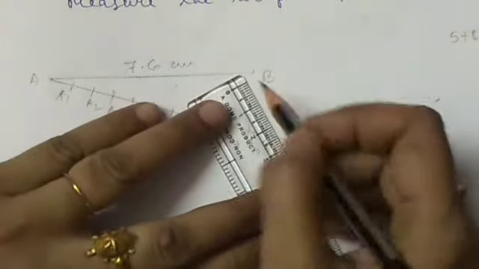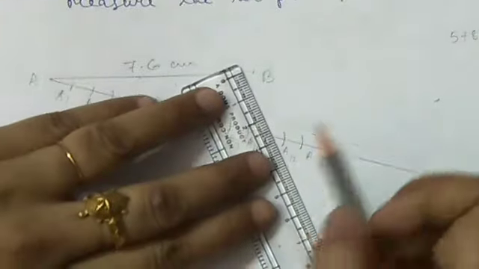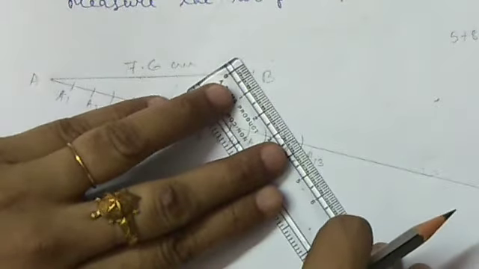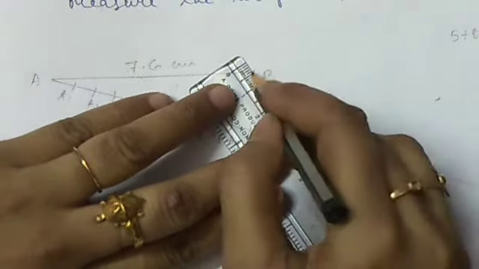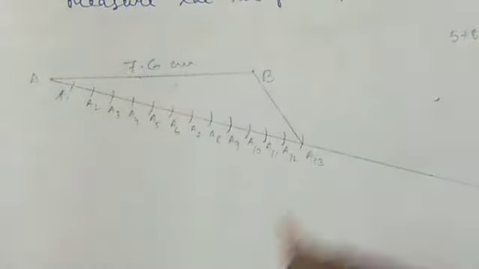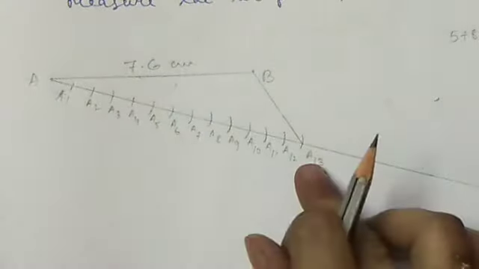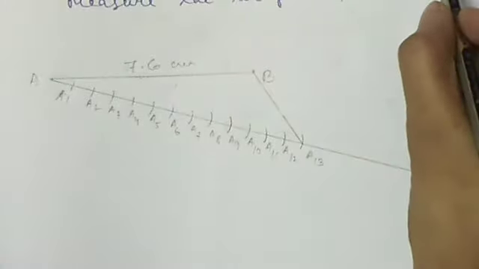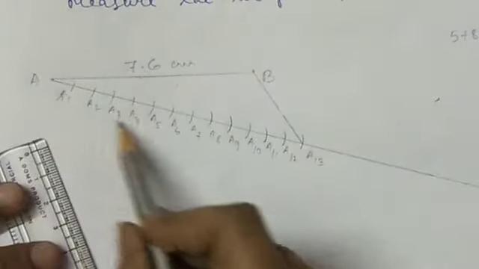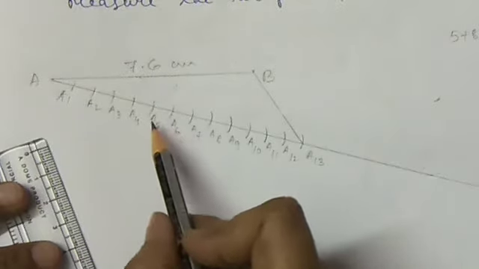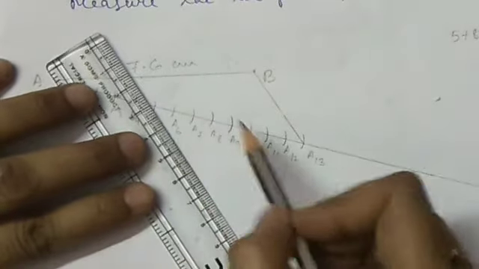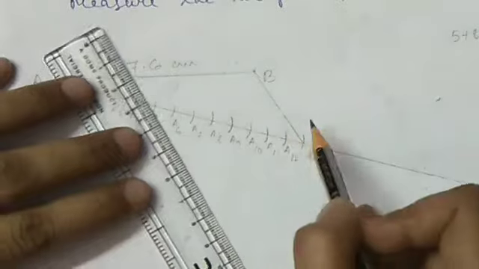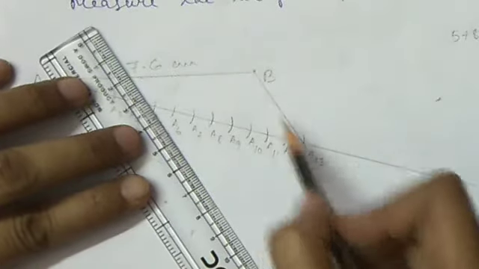Now the work is what? The end point of the line segment, B, will be joined with this A13. So out of these 13 parts, how many are to be taken? 5. So here we need the 5th point. Now you need to make a parallel line at point A5 which will be parallel to this line.